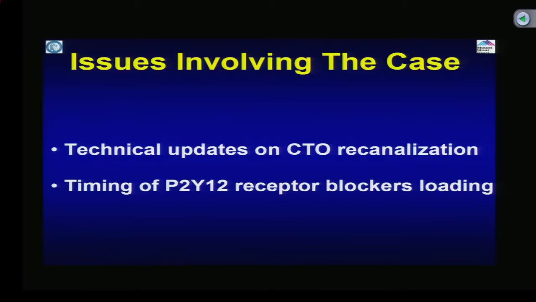The reason is that we have given enough data on CTO success, so just to give some update. More importantly, what I really want to talk about, because we have abundant literature in the last 6-8 months, and recently just 2 weeks ago, is the timing of the P2Y12 receptor blocker loading. The reason has been the guidelines based on clopidogrel. The guidelines are that as soon as a patient comes to the emergency room for acute coronary syndrome, you load them as soon as possible before the angiogram. Is that the right approach? And we have a clear-cut answer for that question.